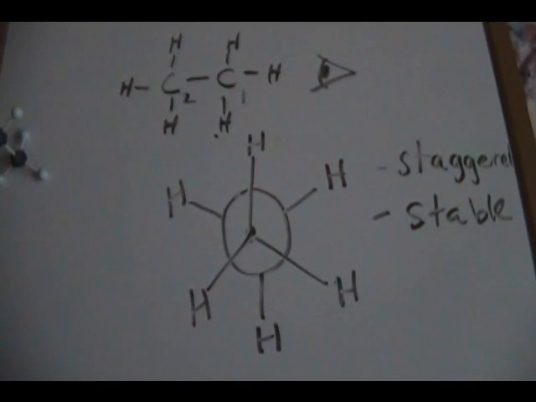Again, just keep in mind, two conformations, one staggered and one eclipse. Staggered is stable, eclipse is not stable. Why is it not stable? Torsional strain. And there you have it. So stay tuned for the next video, in which I'll be discussing the Newman projections for butane.